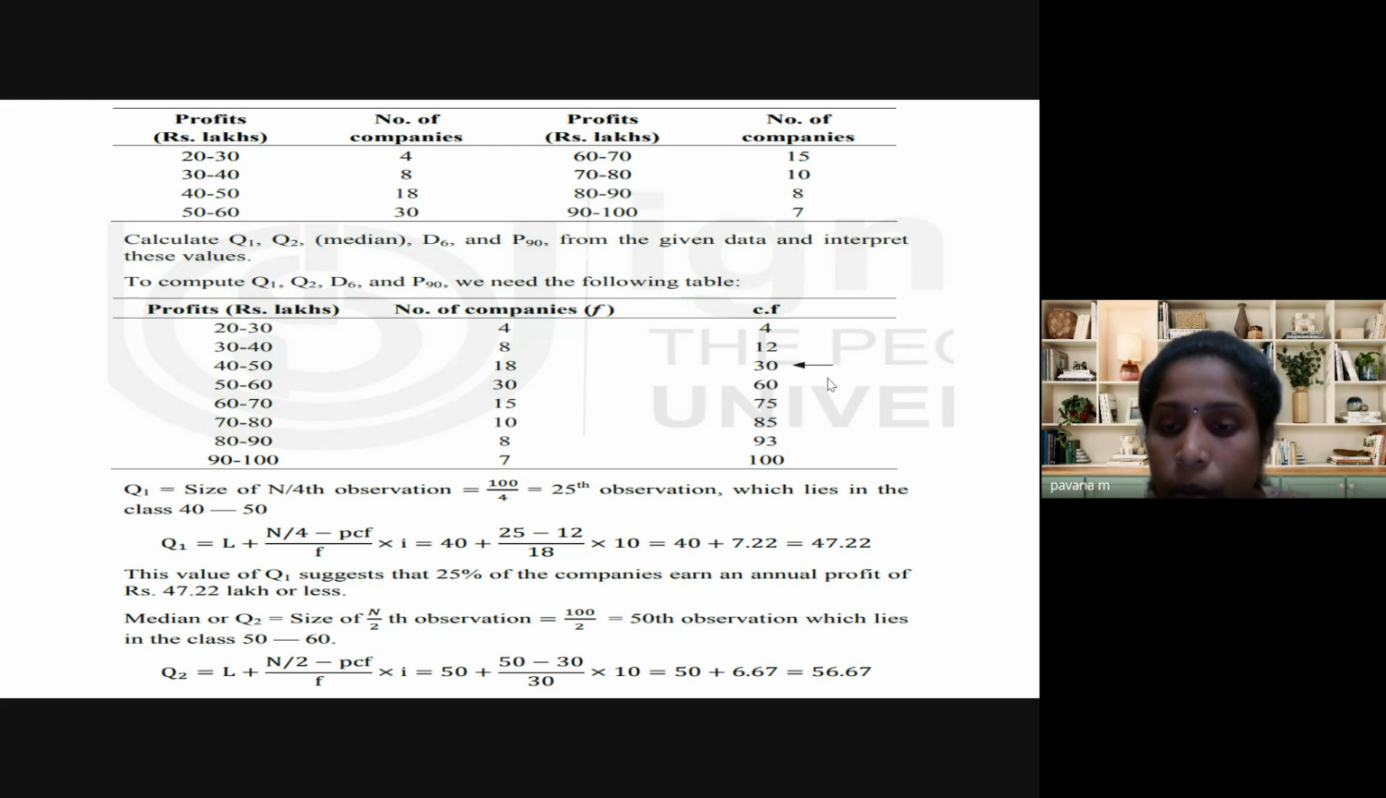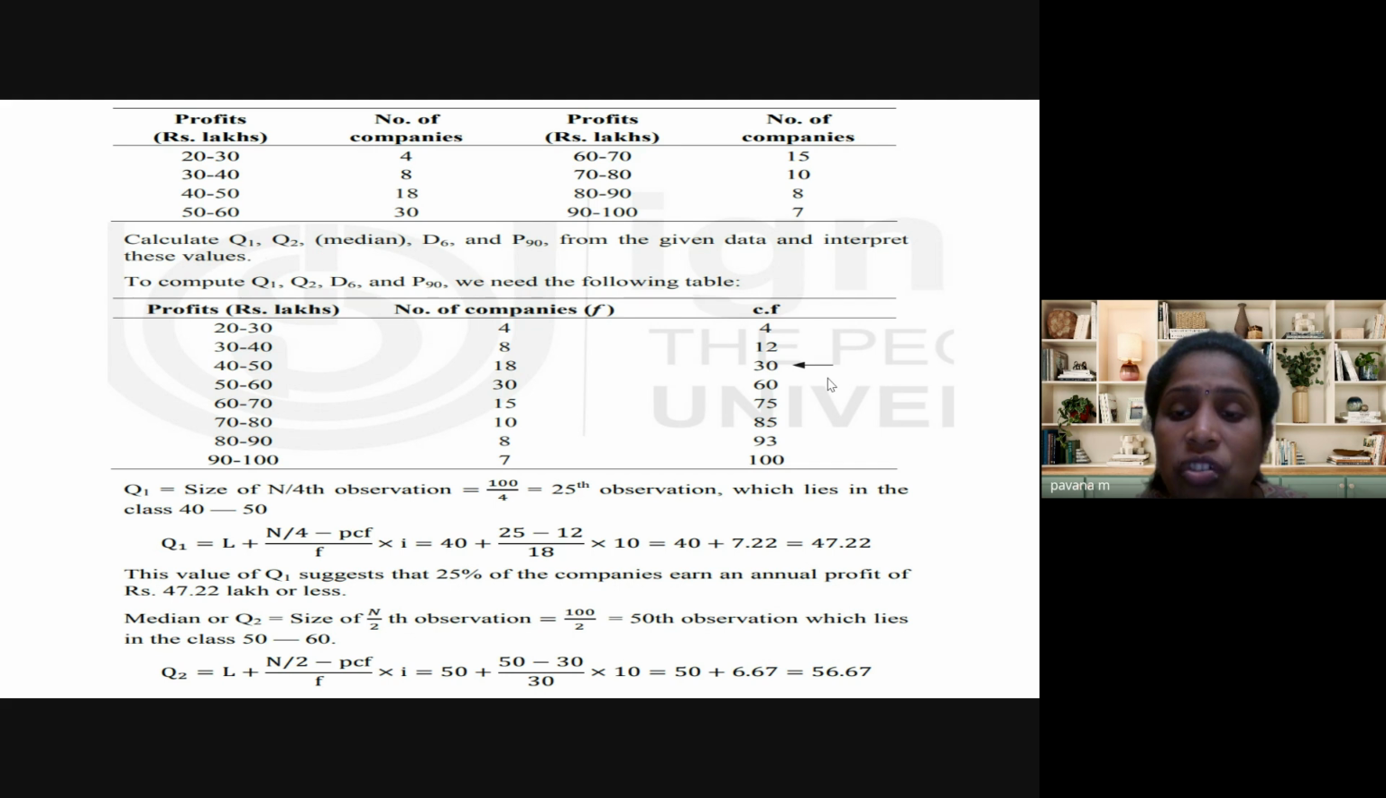Once you calculate the cumulative frequency, then you have to calculate Q1, Q2, D6 and P90. So for calculating Q1, it is the size of the n by 4th observation, right? Here n means the number of companies, so sigma f is the n. That is 4 plus 8 plus 18 plus 30 plus 15 plus 10 plus 8 plus 7, which is the number of observations. So 100 by 4 is equal to the 25th observation.